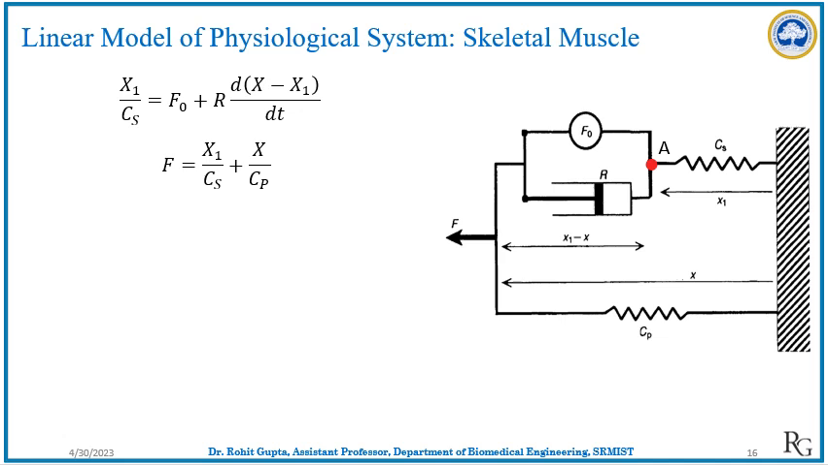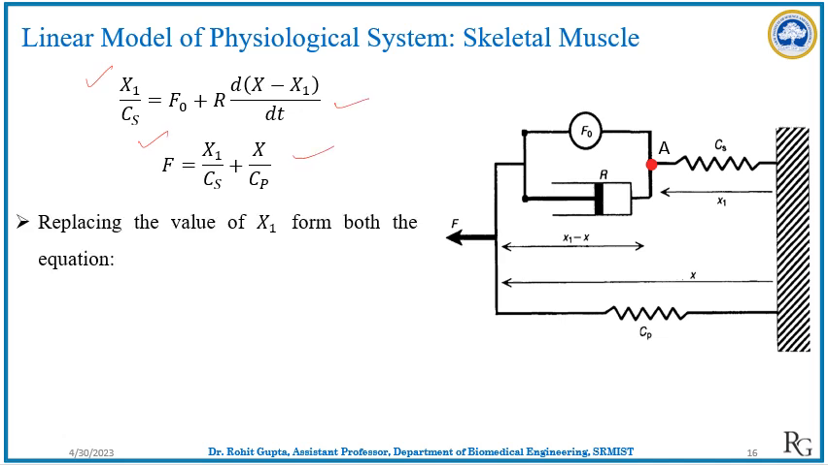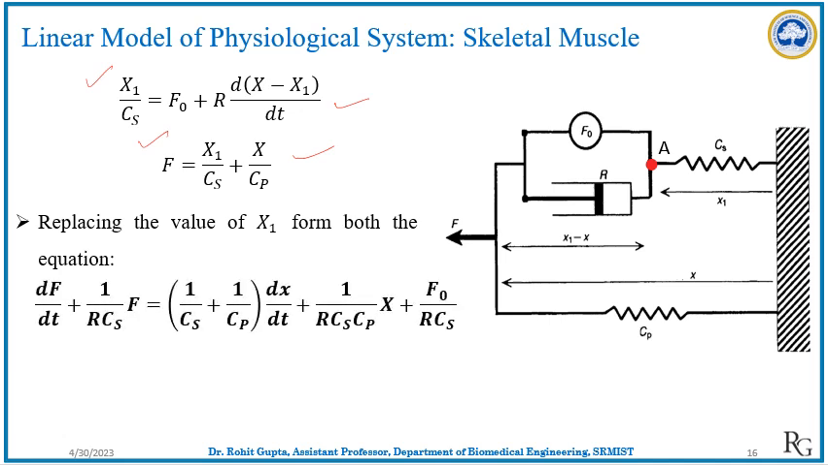Now here we see that under steady state isometric condition, the muscle length is considered as a constant. So the force developed by the muscle model will reflect the force developed by the active contractile elements of the muscle. So if we equate the previous equations that we have derived, and replace the value of x1 from both the equations, we will get this.